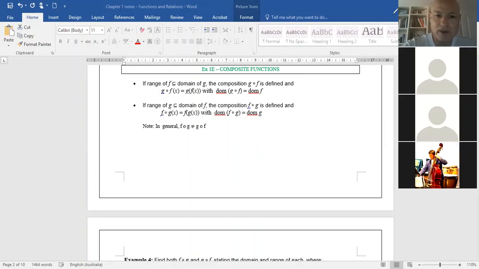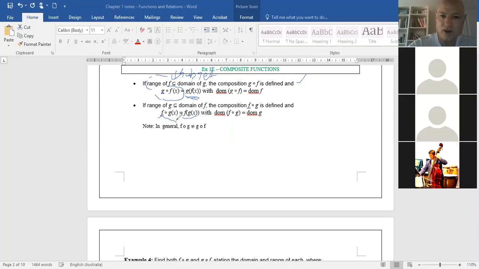of g of x or g of f of x. Now, sometimes it might not exist. So how do we know if it exists or not? Well, if we're trying to find g f of x, that's pronounced g of f, we look at the range of f. And if it's a subset of the domain of g, then it's defined. And the same for the other one.